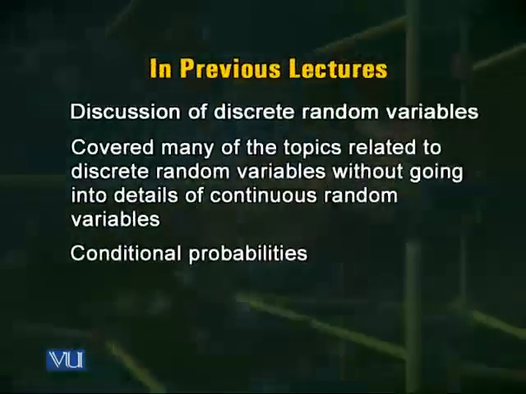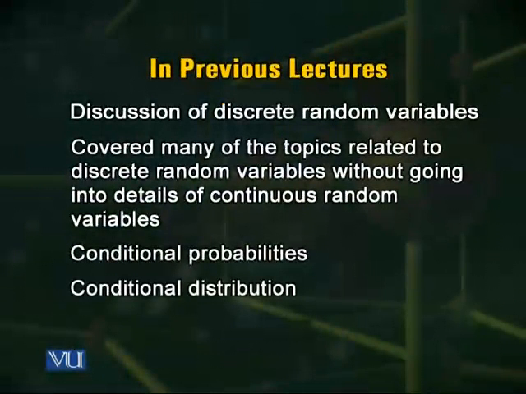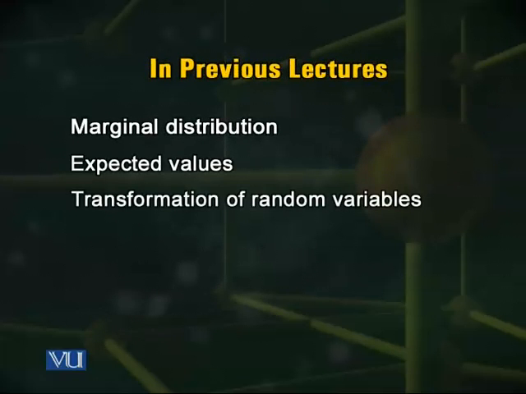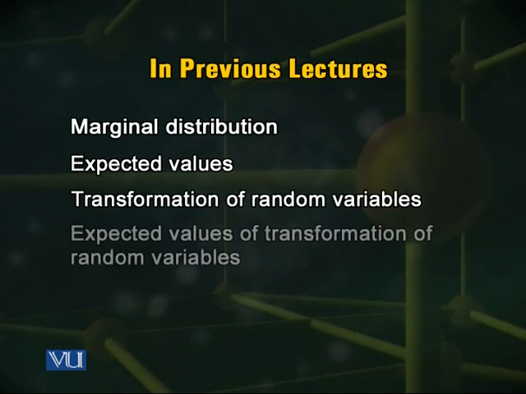So far we have covered topics like conditional probability, conditional distribution, joint distributions, marginal distributions, expected values, transformation of random variables, and expected values of transformed random variables, all applicable to discrete random variables. Let's continue with our discussion and cover these topics and a few more in today's lecture, and from next lectures onward we'll start our discussion of continuous random variables.